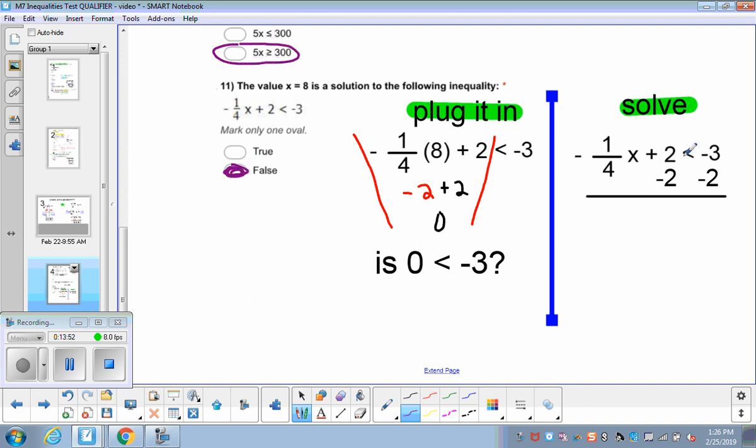Sure, you can solve it. You can drop your line and start to solve. But that's just going to take more time. I think for this one, it's easier to just plug it in.